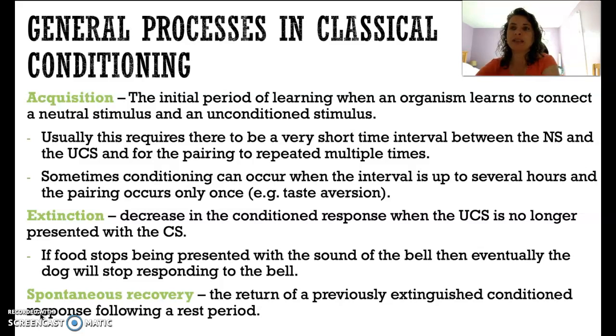In humans, this might not always be the case. If you got sick after eating something, even after several hours between eating and feeling sick, you might develop an aversion to that particular food.